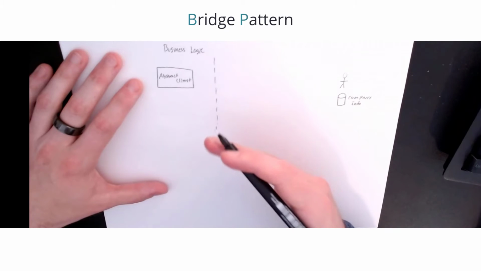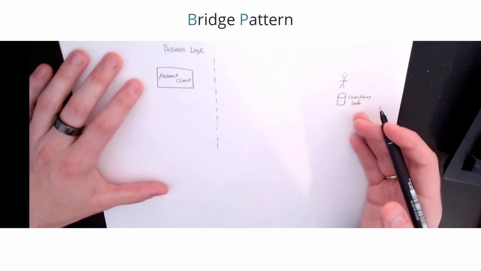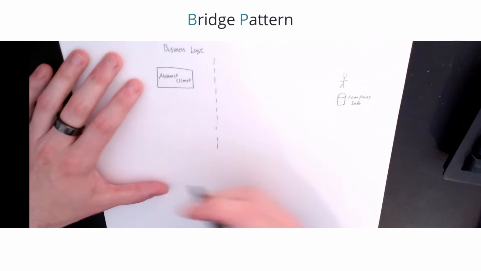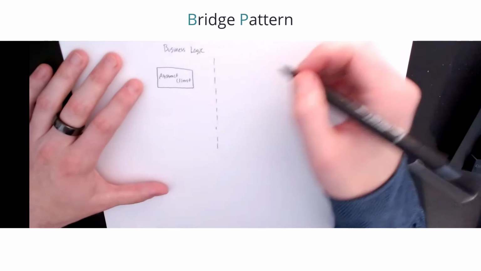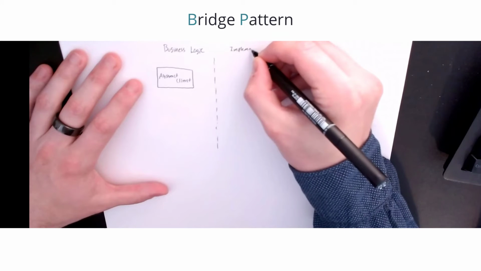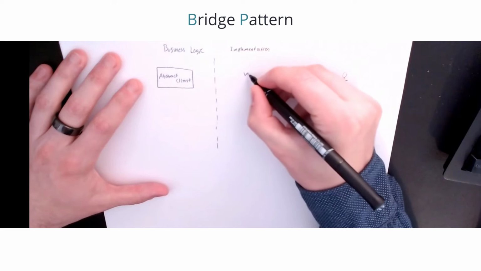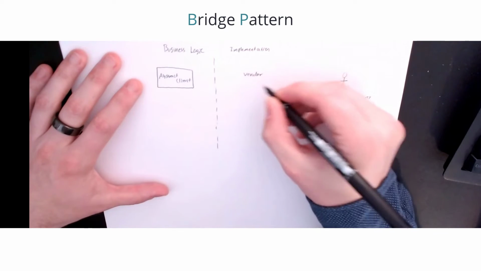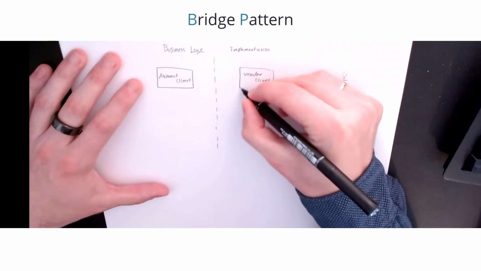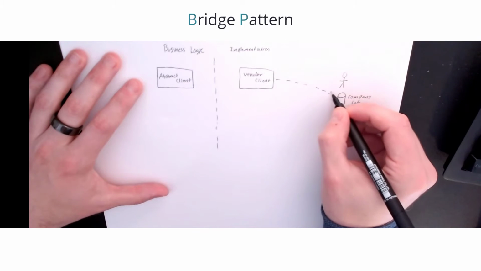So we want our abstract client to be as stable as it can possibly be. And if our vendor out here changes something, we don't want that to have a ripple effect through our code base. So on the other side, we're going to have our implementation details. So we're going to have a vendor-specific client. That is the actual class that understands how to talk to our vendor's system, our vendor's API.